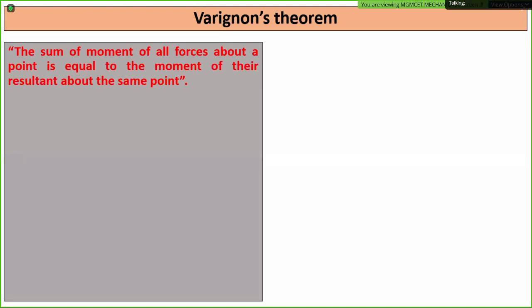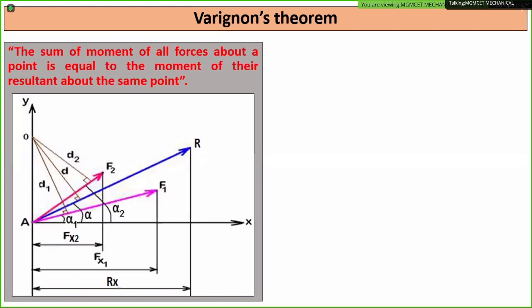रिजल्टेंट क्या होता है अपना? हाँ, तो in short the algebraic sum of moment of all the forces in a system must be equal to moment of the resultant, right? So this is the statement of Varignon theorem. Okay, let us see in short time how we will prove that.